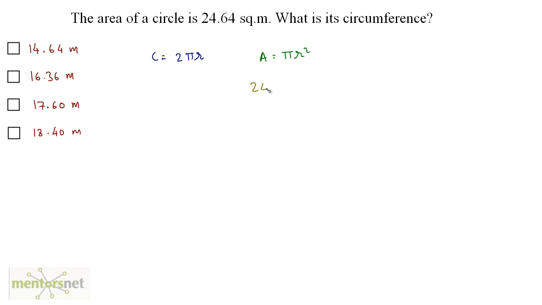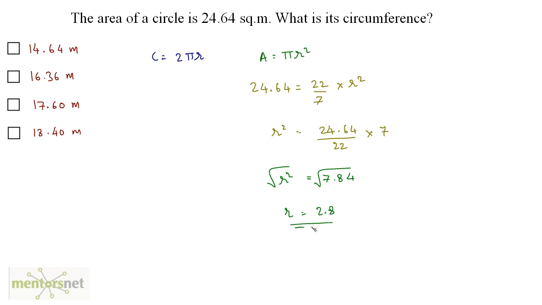So area 24.64 is equal to, what is the value of pi? It is 22 by 7 times r square. So r square is equal to 24.64 divided by 22 times 7. Solving this, you will get the value as 7.84. r square is equal to 7.84. Taking the under root on both sides, you get r is equal to the under root of 7.84, which comes out as 2.8.